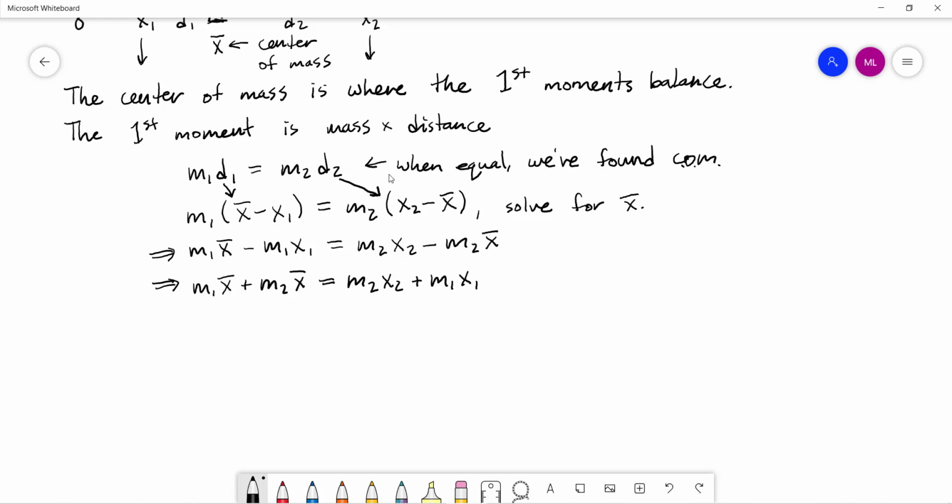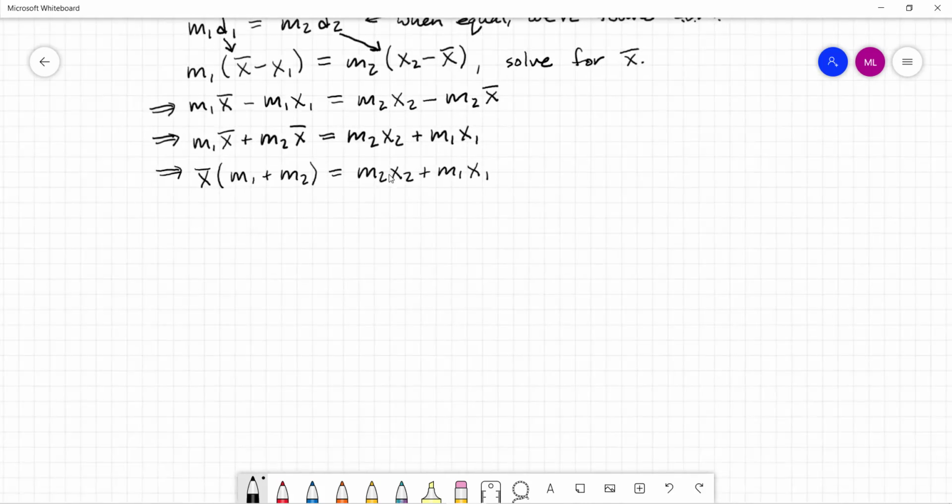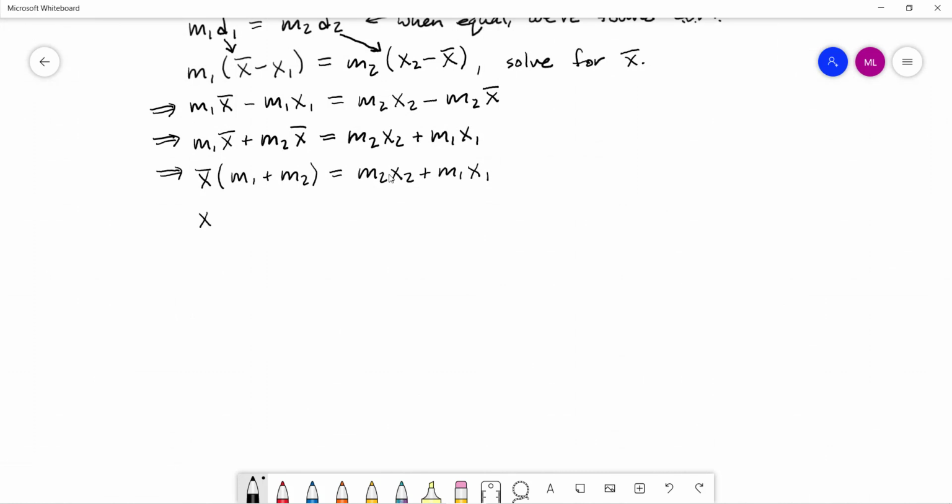And now we can factor out that x bar, and it's going to be x bar times m1 plus m2 equals this whole mess, m2 x2 plus m1 x1. And the last step is to simply divide by those two masses to solve for x bar. So I've got m2 x2 plus m1 x1 divided by m1 plus m2.